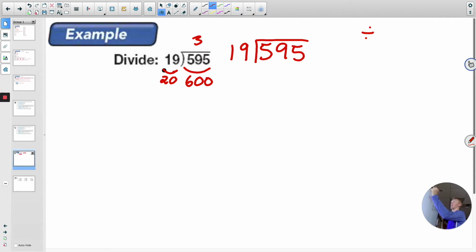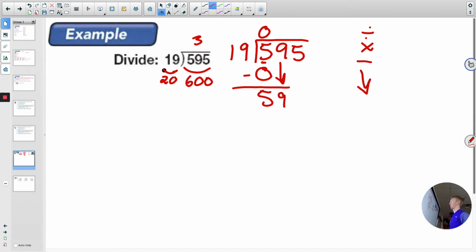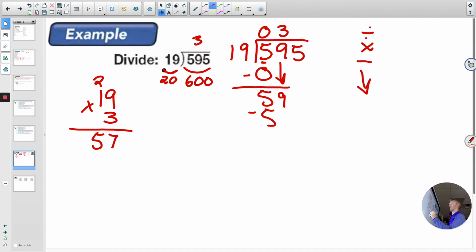All right, I have my steps. Divide is my first step. 5 divided by 19, can't do it. So 0. Multiply. 19 times 0 is 0. Subtract. 5, bring down 9. 59, here's where I'm going to use my guess of 3. So let's do 19 times 3. Gives me 27. And then 3 times 1 is 3 plus 2 is 5, so 57. Subtract. Gives me 2 left over.